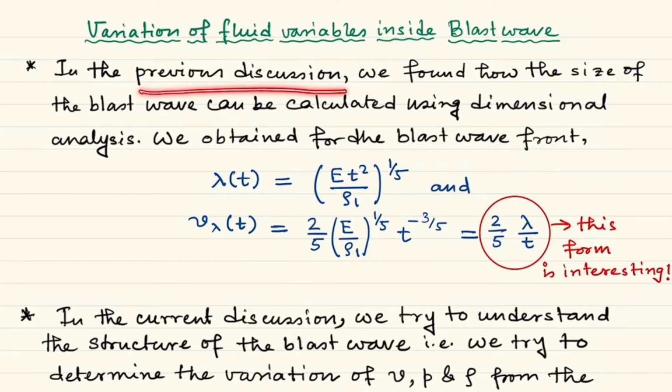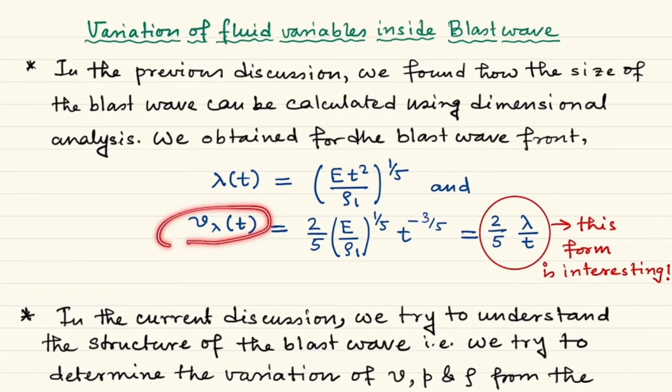in the previous discussion we actually found that just by using very simplistic dimensional analysis along with the self-similarity condition, we obtained for the blast wave front that the size of the blast wave, which is given by lambda, is an explicit function of time, equal to (E t squared by rho 1) to the power 1 by 5, where E is the energy released just when the explosion takes place, t is the time elapsed, and rho 1 is the density of the environment or the ambient medium.